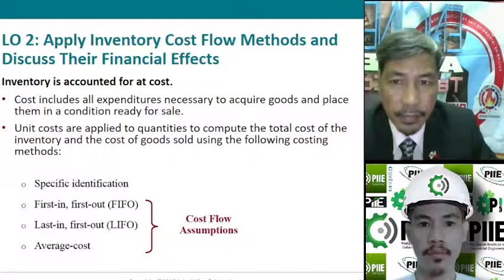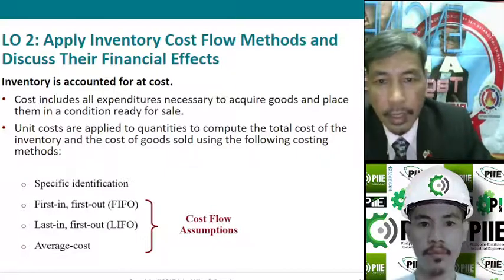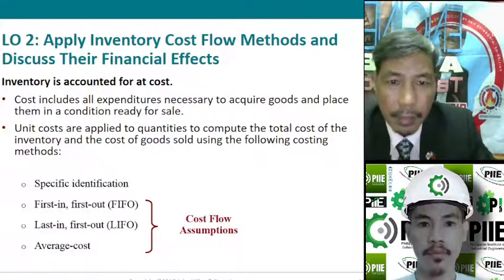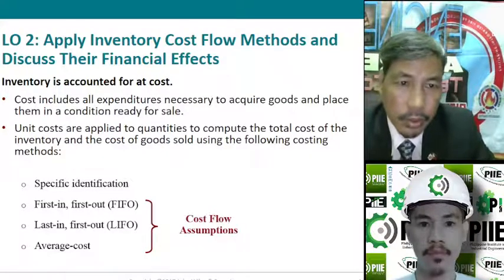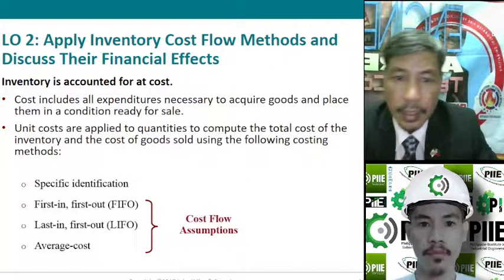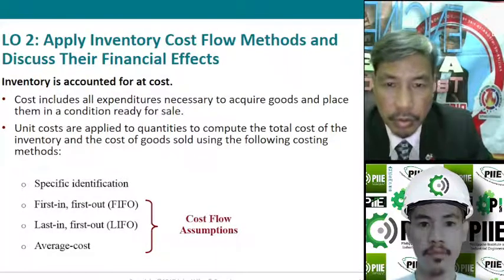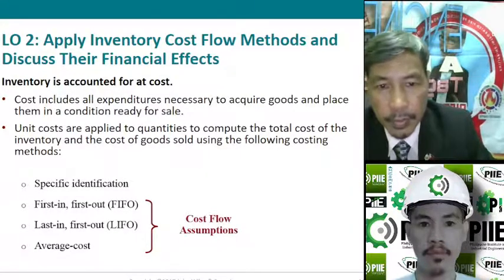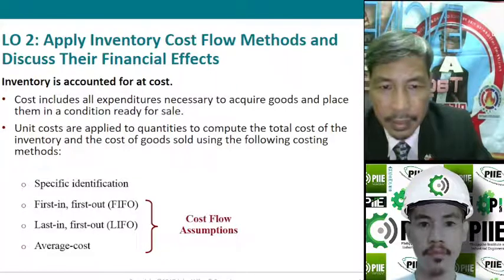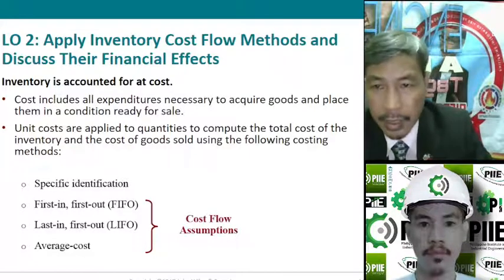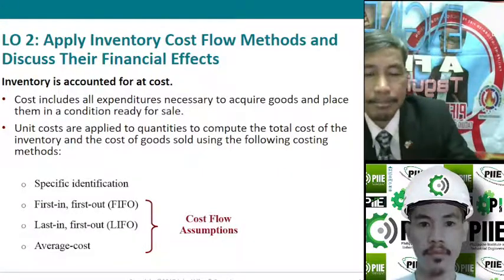So those expenses, okay, and unit costs are applied to quantities to compute the total cost of the inventory and the cost of goods sold using the following costing methods. So we have specific identification, then first in, first out, or FIFO, last in, first out, or LIFO, and average cost. These last three assume cost flow. Okay.